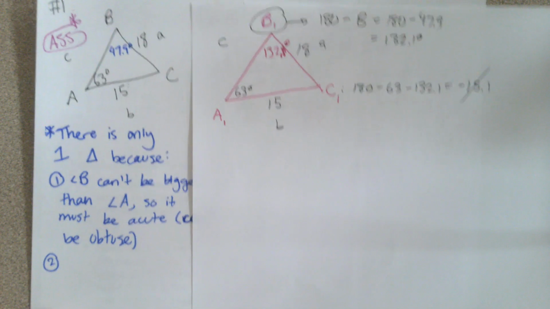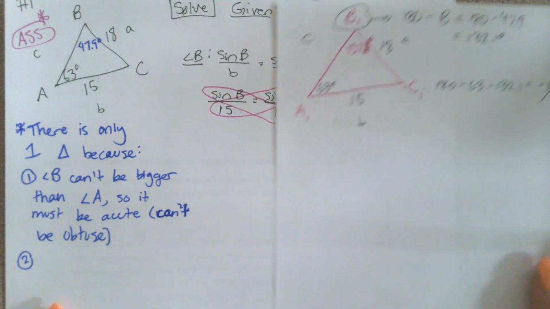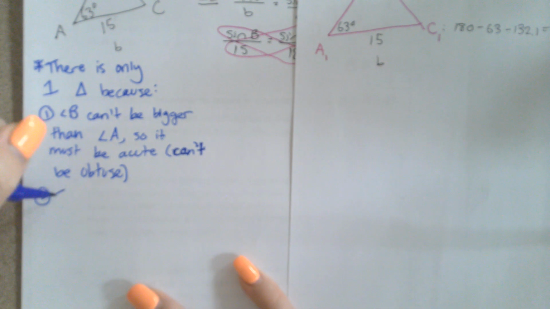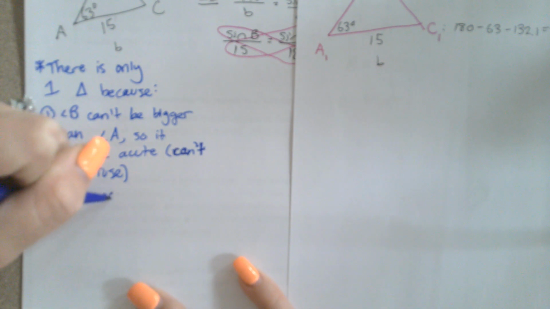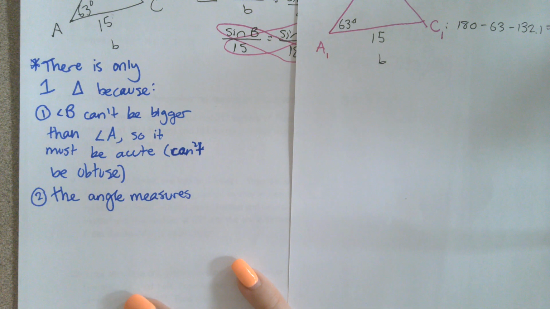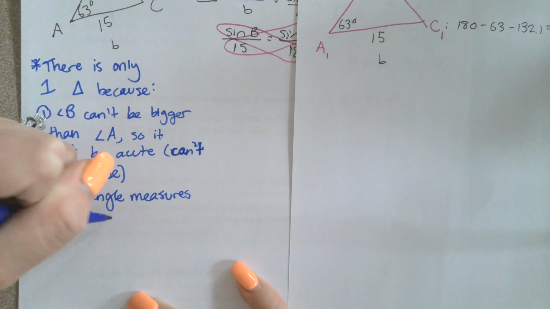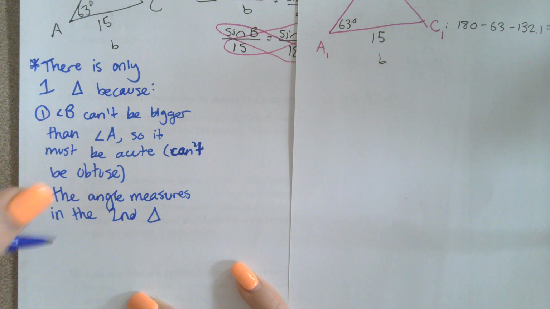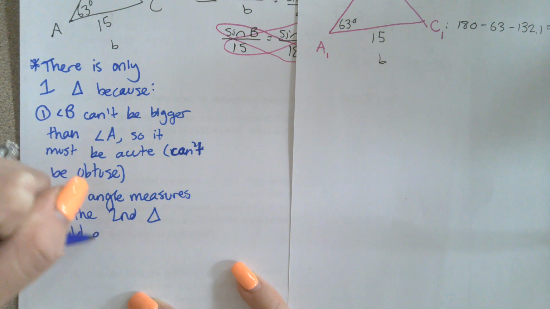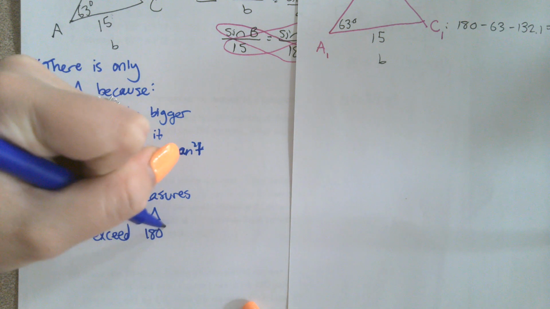So, this is our second possible explanation. Option 2: the angle measures in the second triangle would exceed, or just more simply, be greater than 180 degrees.